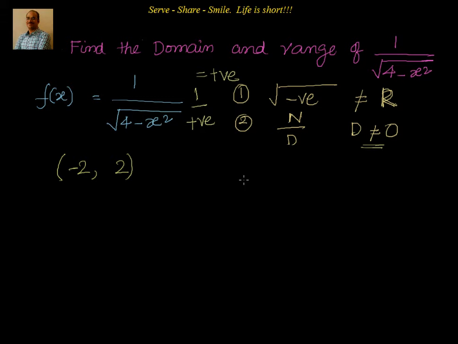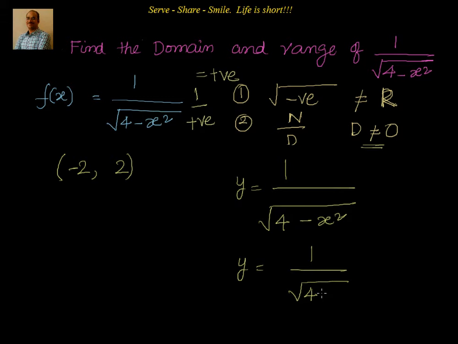Let's substitute. First of all, I'll write down y equal to 1 by square root of 4 minus x square. If I substitute x equal to 0, I will have y equal to 1 by square root of 4 minus 0, which is equal to 1 by 2. So the minimum value the function can have is 1 by 2, and it can go up to infinity. So we know that the values will be starting from 1 by 2 and it will go up to infinity.